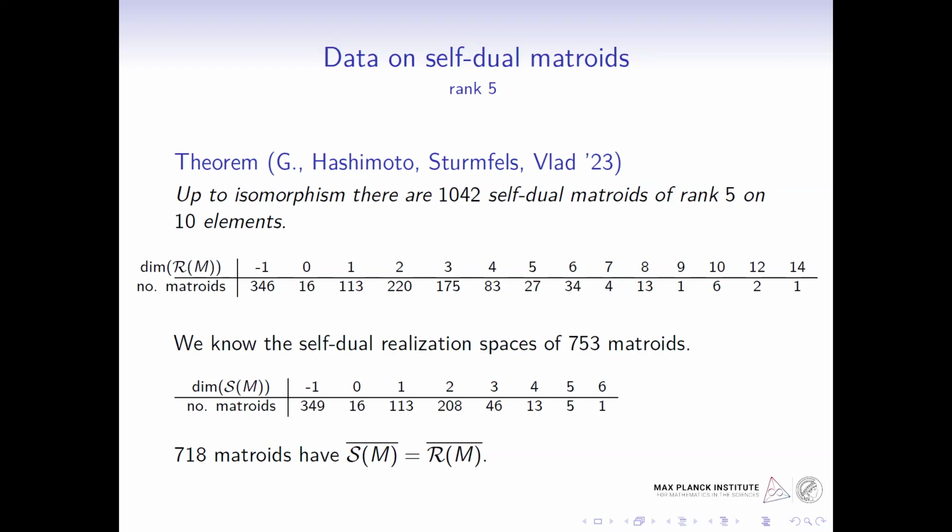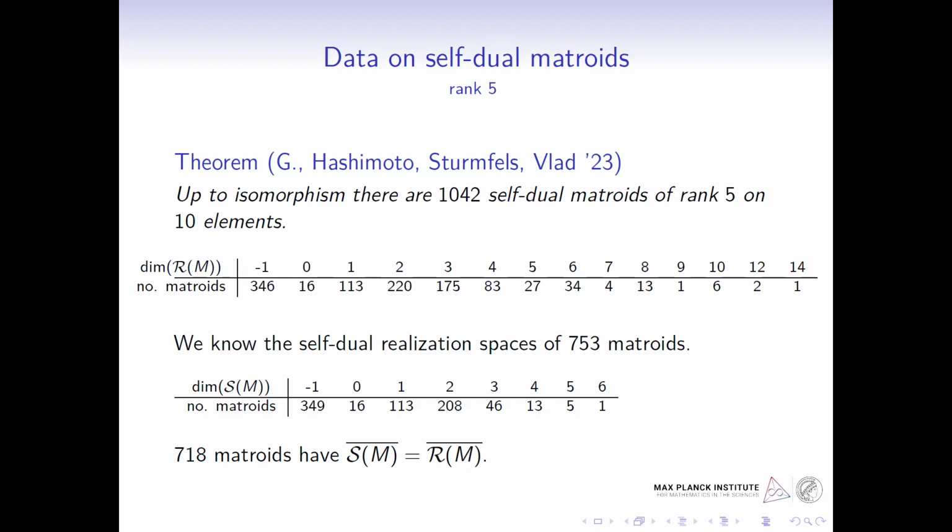And the computation for the self-dual realization spaces got a lot more extensive, and it was not possible for us to actually really compute Grobner bases in all these cases. So we know this for 753 matroids. And for some of them, we got the dimensions heuristically, so by slicing with generic hyperplanes. So the knowledge of the dimensions exceeds the knowledge of the actual self-dual realization spaces that we have, because these computations are really expensive. But the one thing that we can see here already, it's very interesting.